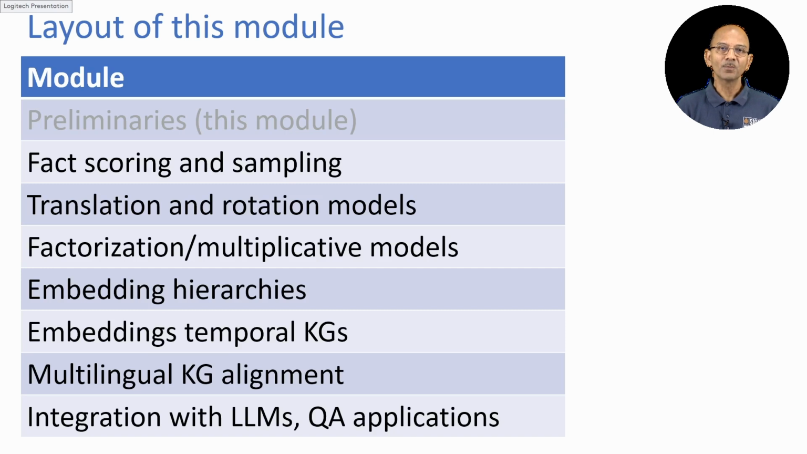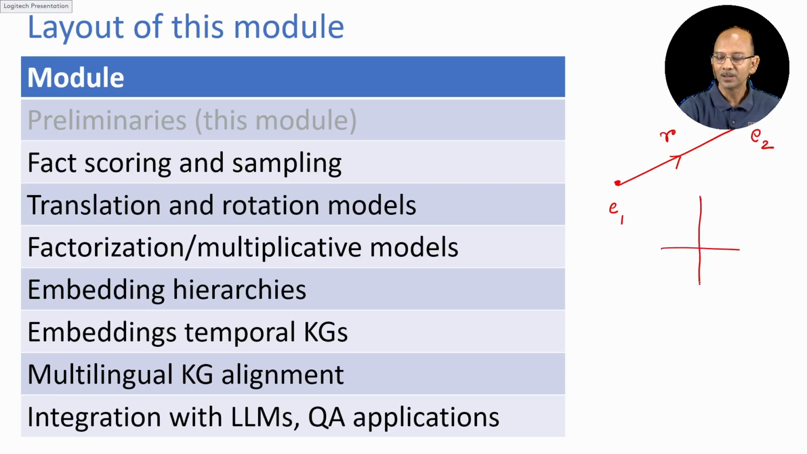In the translation model, we will have entities as points, and one entity, the subject, will be mapped to another entity, the object, through a displacement which corresponds to the relation. That's the translation model. On the other hand, in the rotation model, we will have one entity as a vector. The relation will rotate it to the other entity, which is the tail or the object of the relationship.